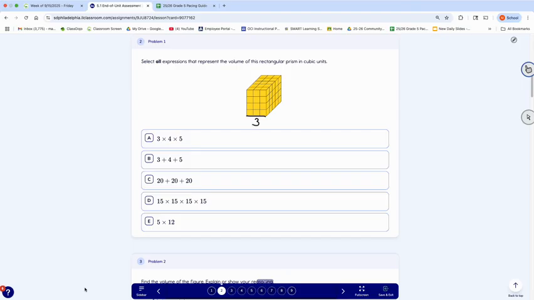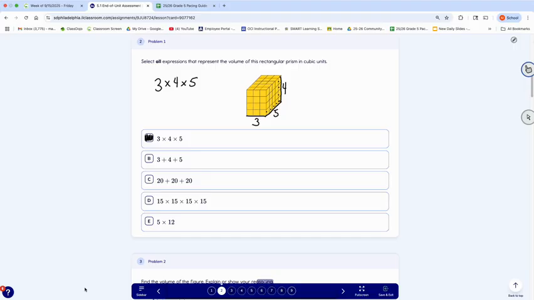This problem tells us to select all expressions that represent the volume of the rectangular prism, and so I start by counting the cubes along the length, 3, the width, 5, and the height, 4. Then, knowing that I can calculate the number of cubes, or the volume, by performing length times width times height, I write out the expression 3 times 4 times 5. I see this expression in the list of multiple choice options, and select it.